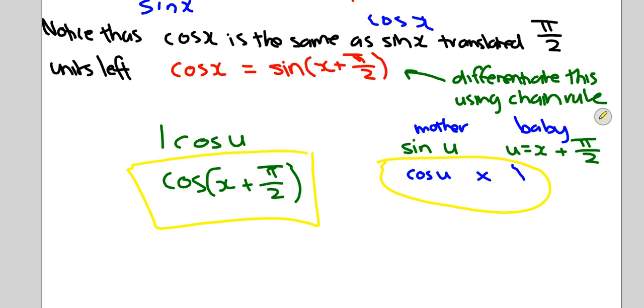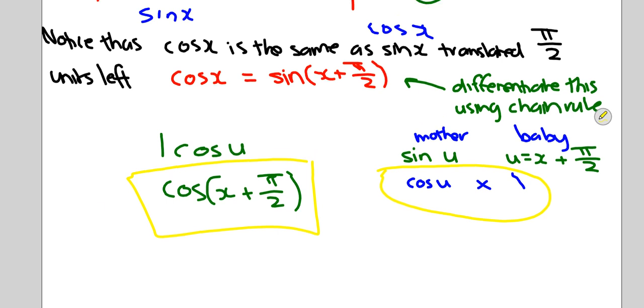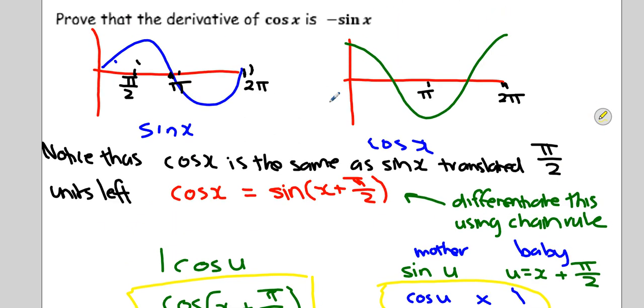So what we've done is prove that sin x plus pi over 2, using the chain rule, differentiates to give us cos x plus pi over 2. But have we proven yet why that technically is the same as minus sin x?